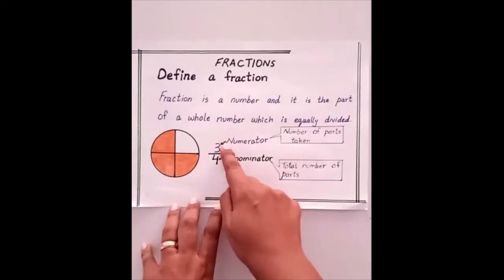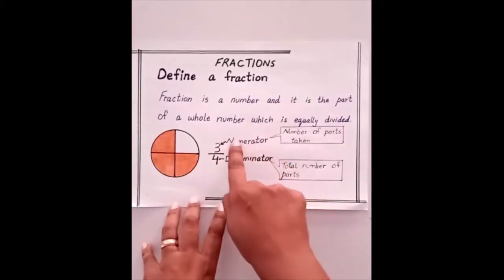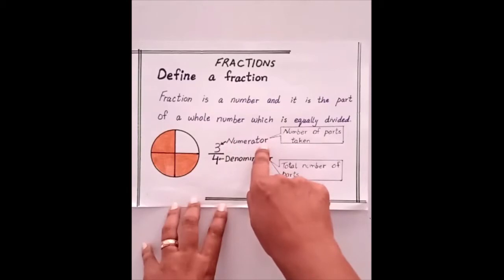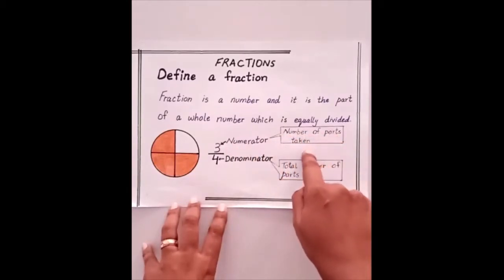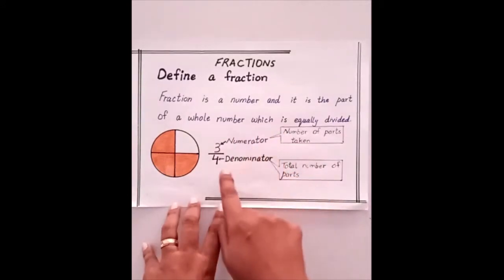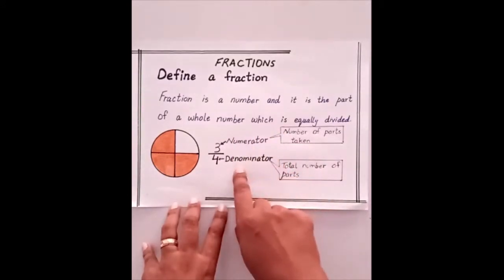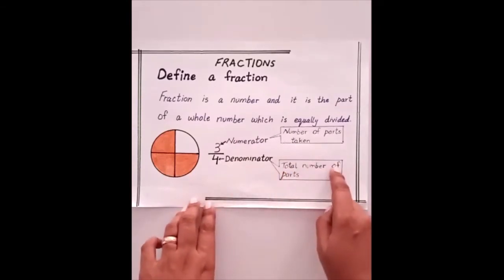Above number is called numerator. And the meaning of numerator is number of parts taken. Numerator is number of parts taken, and the lower part is called denominator, which is total number of parts.